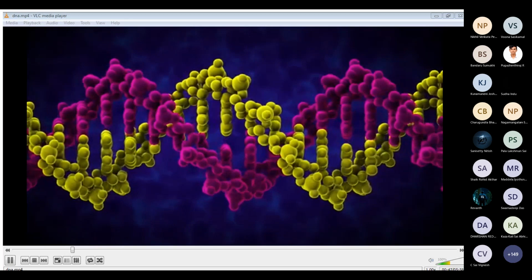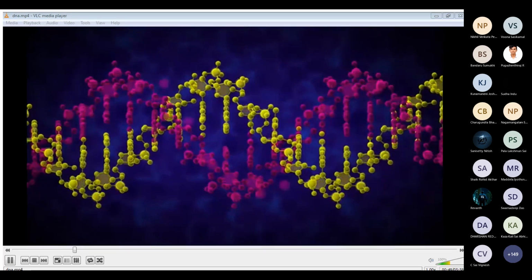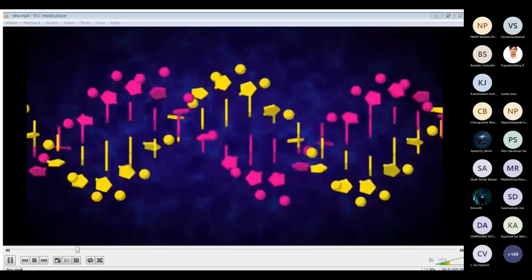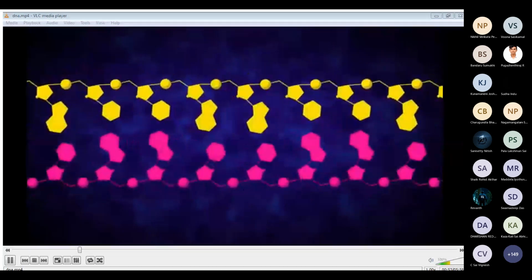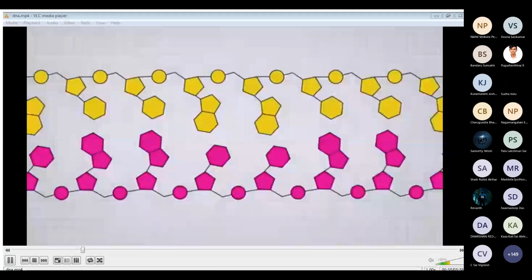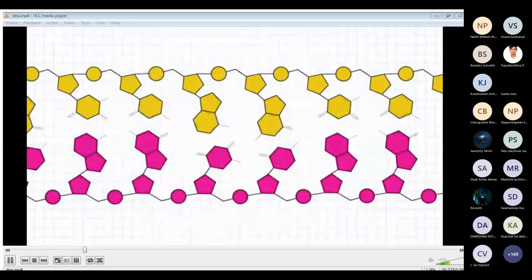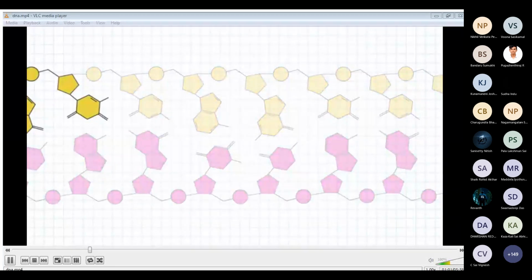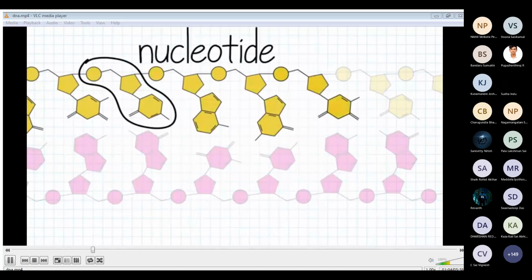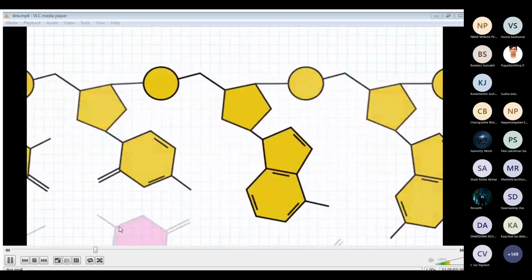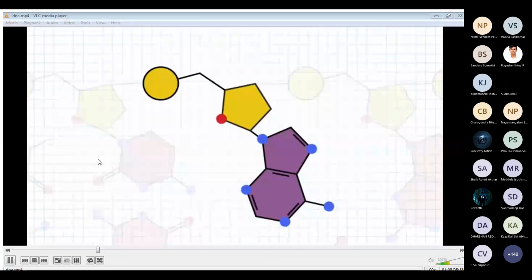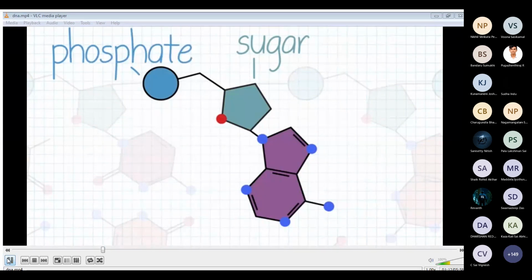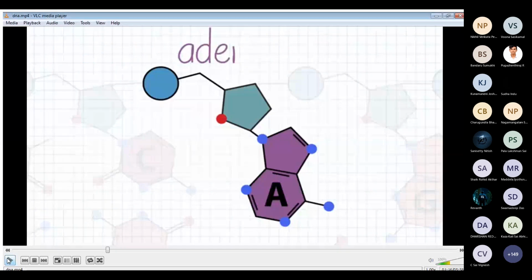Now, let's move to a more simplified representation of DNA to discuss the details. We can unwind the double helix like this, so that we can see the chemical structure inside. Each strand is a polynucleotide, meaning the strand is made up of many individual units called nucleotides. A nucleotide has three components: the 5-carbon sugar, a phosphate group, and one of 4 possible nitrogenous bases: adenine.